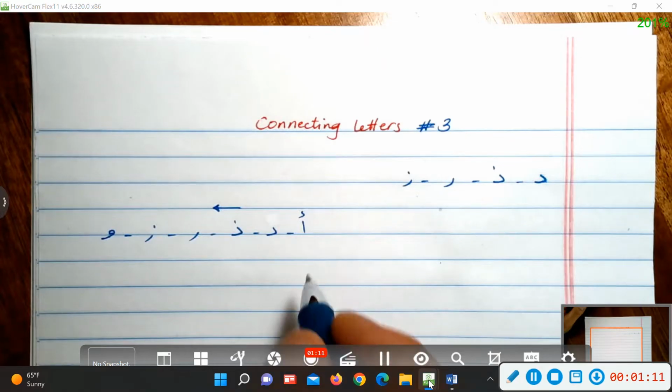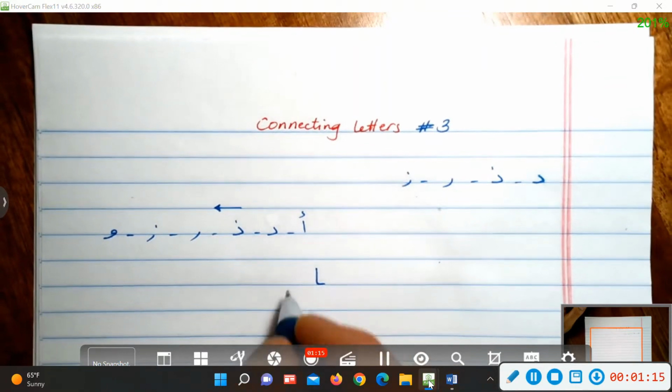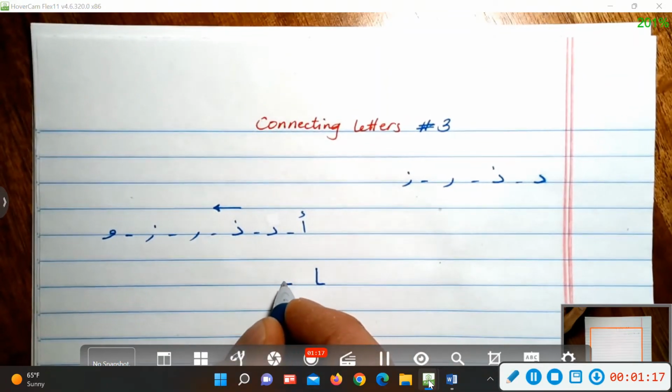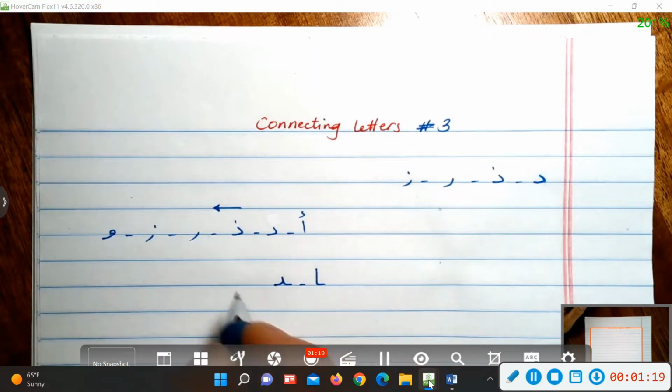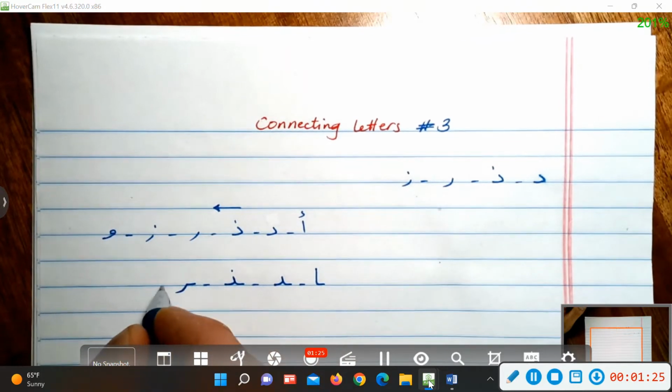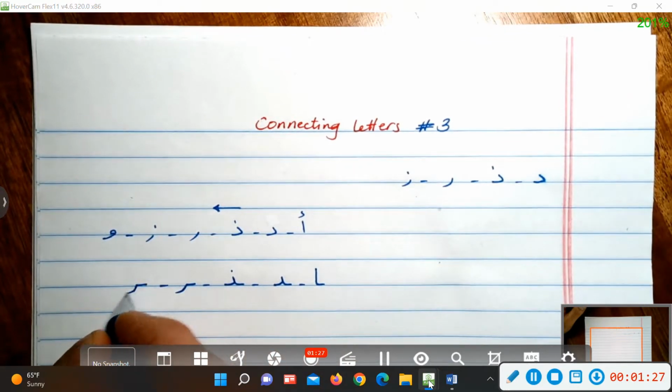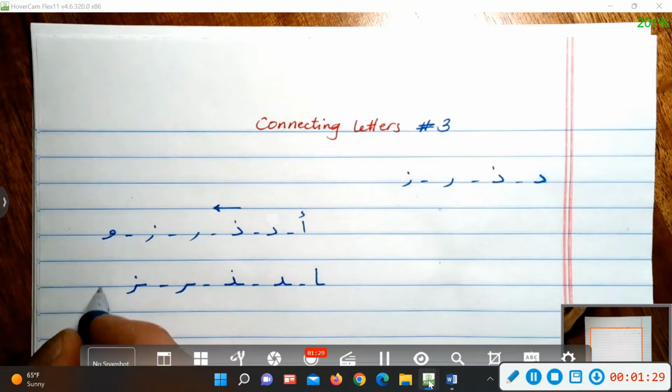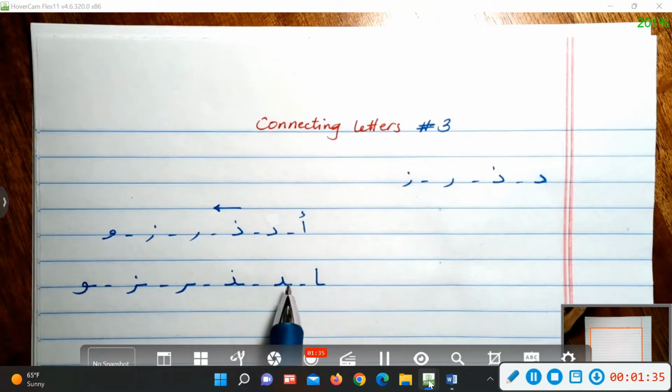So alif, when we connect it, it becomes like that. Dal, it becomes like that. Dhal, it becomes like that. Ra, it becomes like that. Zai, it becomes like that. And waw, like that. Now, please pay attention that dal is above the line, while ra is under the line.